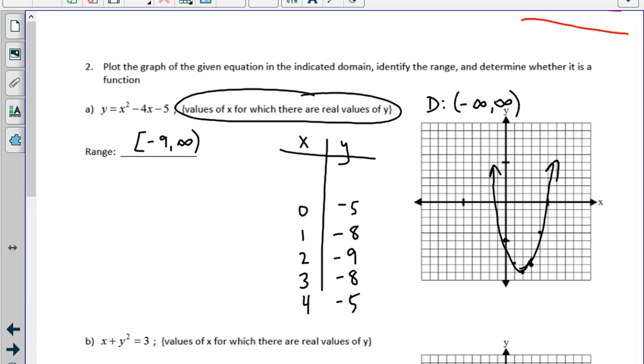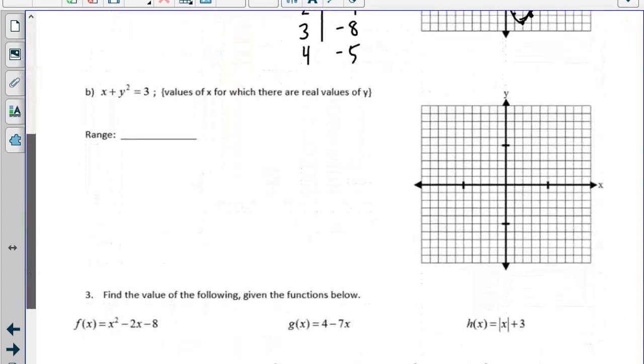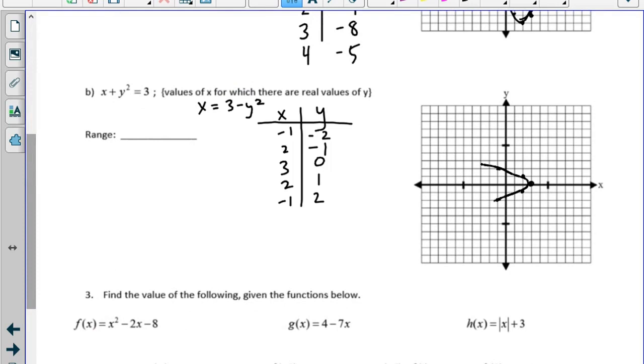Okay, is this a function? Yes, because it passes the vertical line test. There's no vertical line that hits more than one value in any element of the domain. This is actually a sideways parabola.